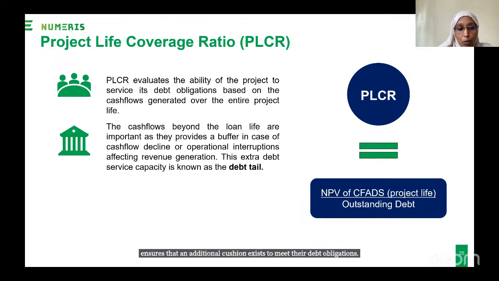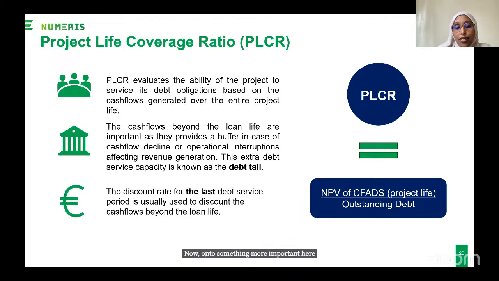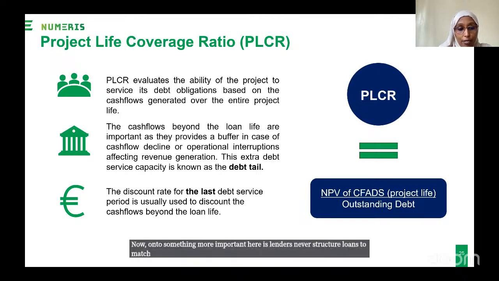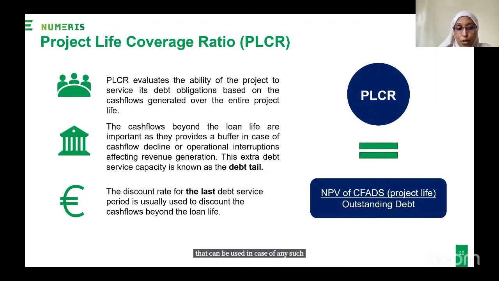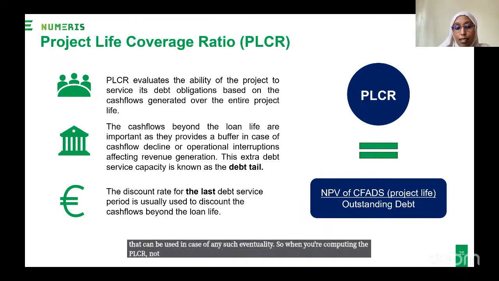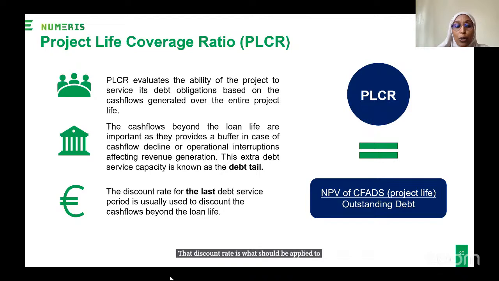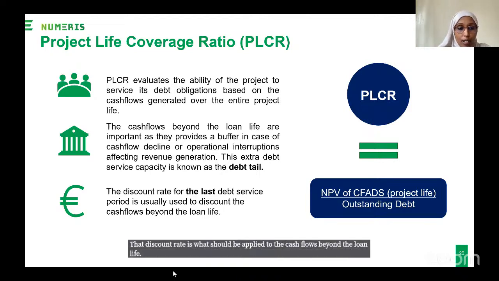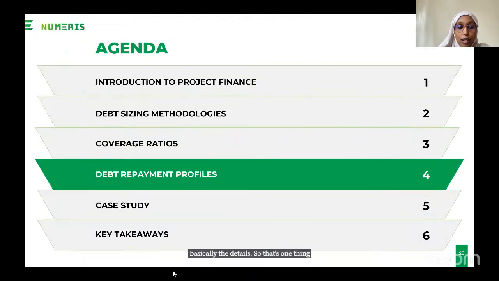Now, something more important here is that lenders never structure loans to match the full project life. Instead, loan tenors are deliberately shorter, ensuring that the project has critical cash flows beyond the debt's maturity that can be used in case of any such eventuality. When you're computing the PLCR, note that the discount rate for the last debt service period, basically the last debt service when we are repaying, is what will be applied to the cash flows beyond the loan life, which is the debt tail. So that's one thing we need to consider.